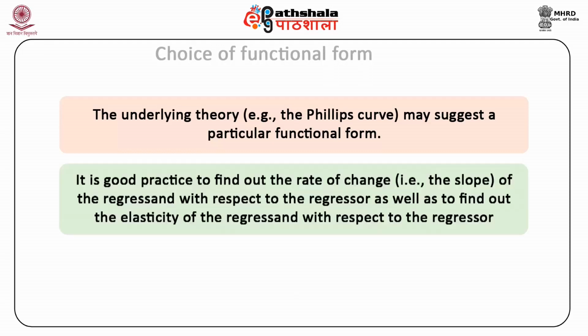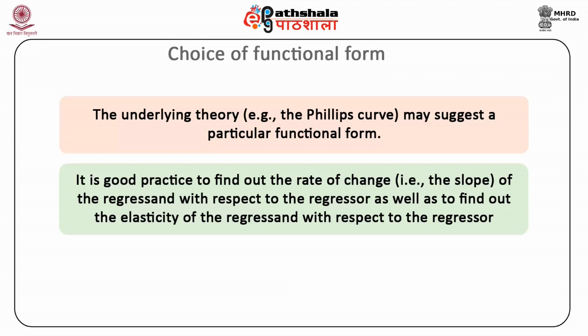The second guideline is that it is good practice to find out the rate of change, that is the slope of the regressand with respect to the regressor, as well as to find out the elasticity of the regressand with respect to the regressor. If we want to compare goodness of fit of models in which the dependent variable is in logs or levels, then we cannot use the R square.